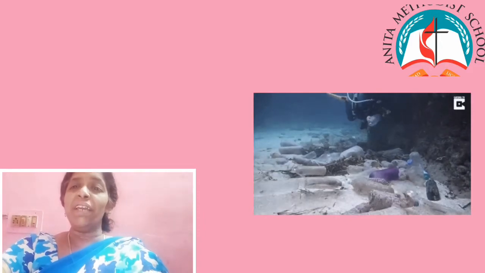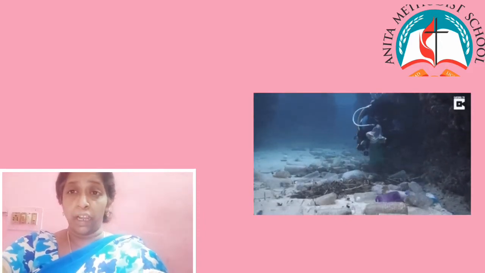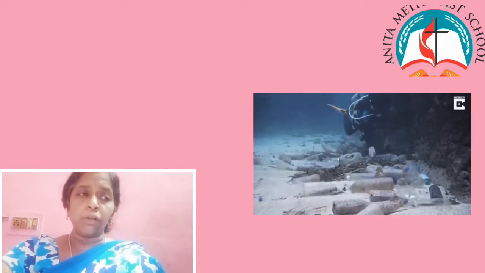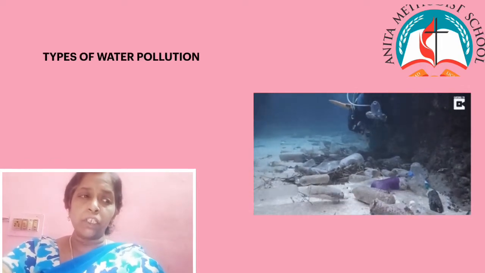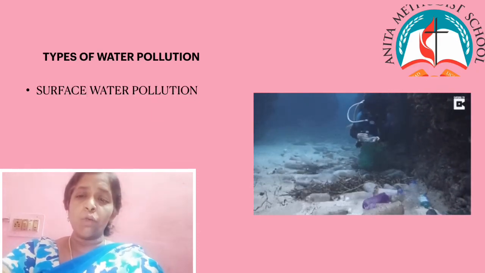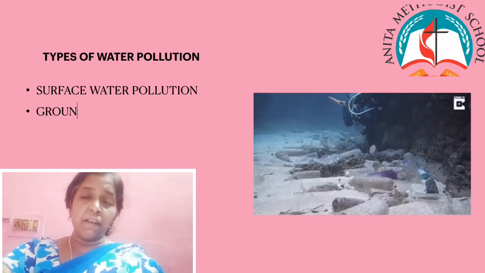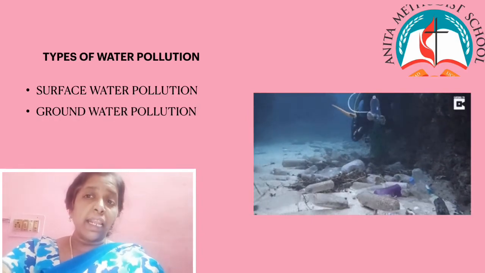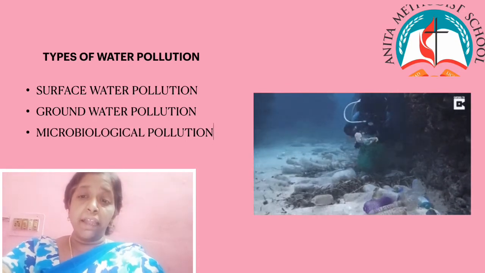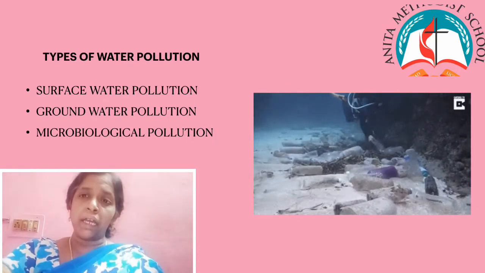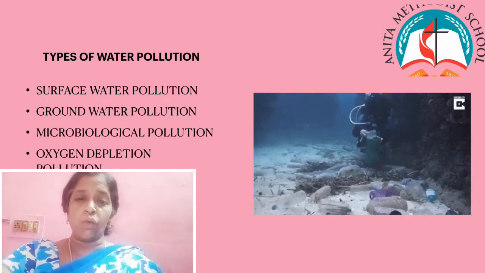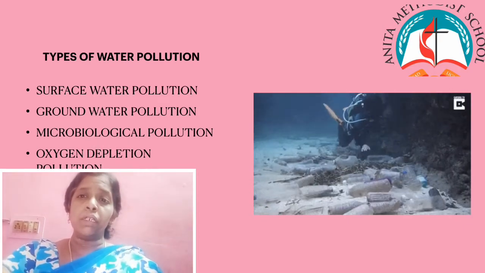Children, shall we learn the types of water pollution? They are surface water pollution, groundwater pollution, microbiological pollution, and oxygen depletion pollution. Surface water pollution. Surface water includes natural water like lakes, ocean, and river. And when unwanted waste or chemicals mix with this water, it can be called surface water pollution. Groundwater pollution.